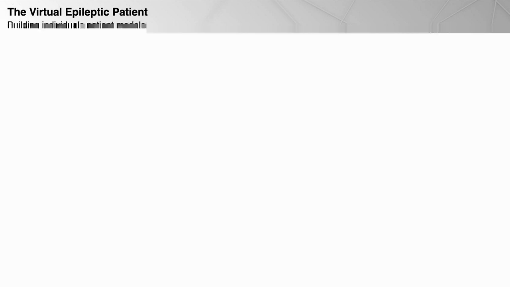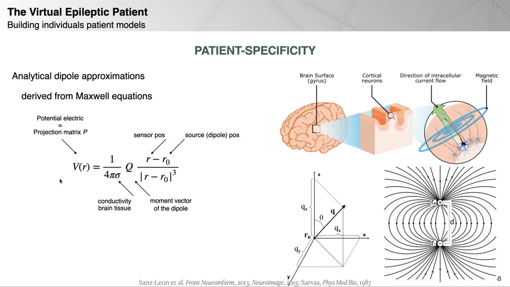I won't go into detail, but just to know that we consider each point on the surface, so each vertex, as an electrical dipole. And from this, we can use an analytical dipole approximation and compute this projection matrix or electric potential to compute the SEEG.